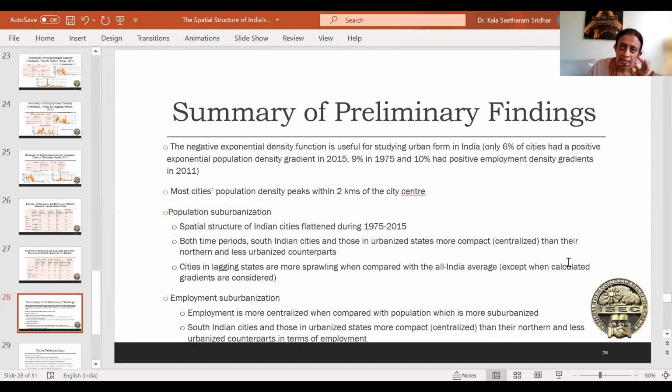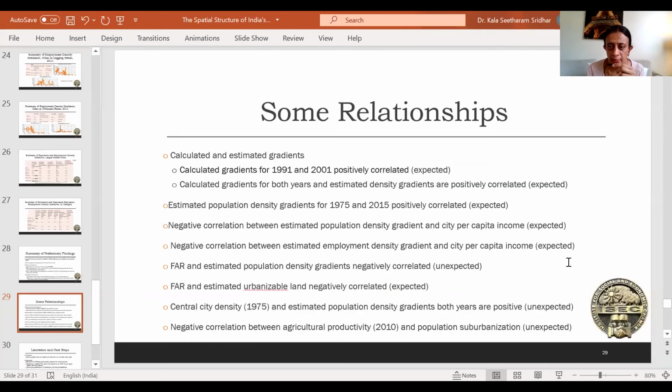And the South Indian cities and also those in the most urbanized states are more compact when compared to the northern and also less urbanized counterparts. And also the cities in the lagging states sprawl, except when the calculated density gradients are considered. And employment suburbanization is a lot more centralized when compared with population decentralization. And again, South Indian cities and those in urbanized states are more compact in terms of job suburbanization.